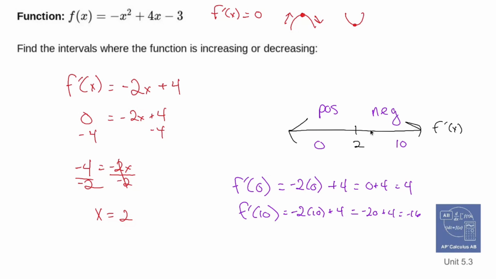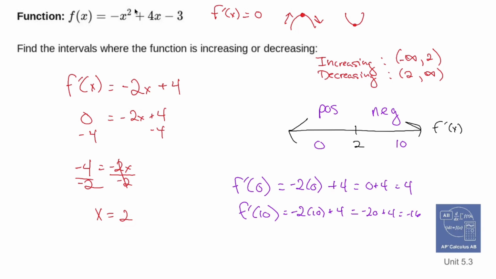So based off of this information, since the slope is positive all the way up until 2, we can say that my function is increasing on the interval negative infinity to positive 2. Since my derivative is negative from 2 on out, we can say that my function is decreasing on the interval 2 to positive infinity.